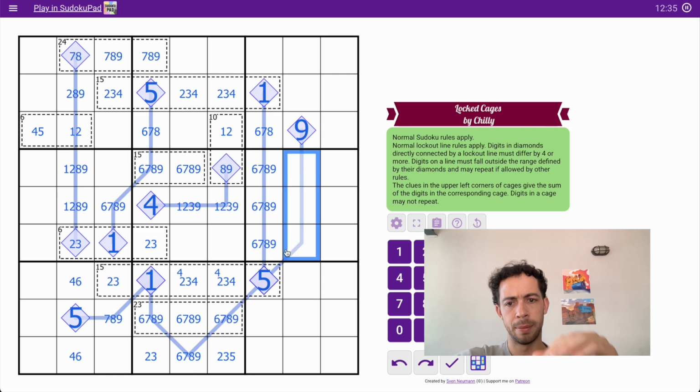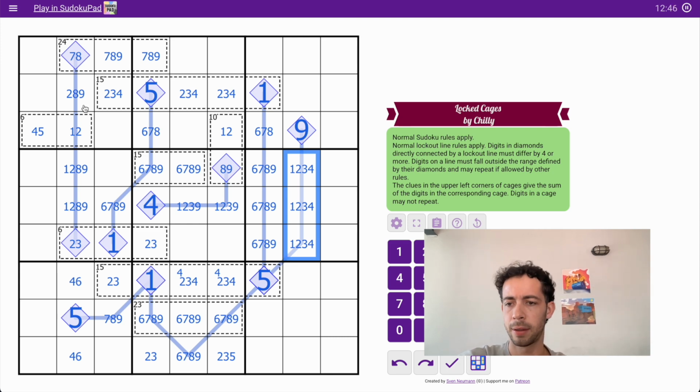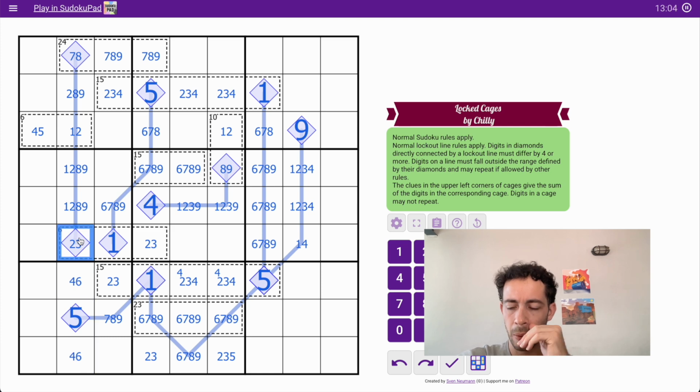Let's keep going. 5 and 9. Man, pencil marks are getting too much. 2, 3. Okay, so let's kind of see where we're at here.